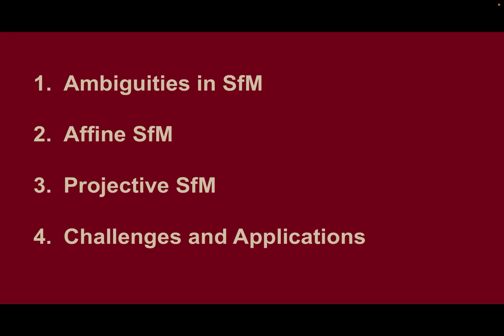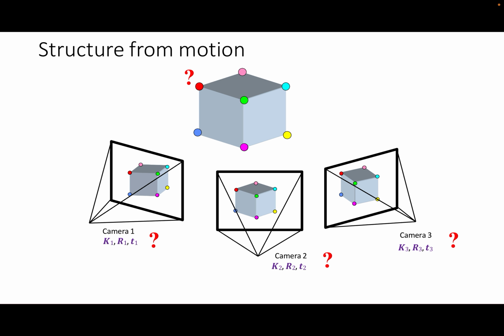So these are the contents of today. We will study maybe up to here today. Ambiguities in structure from motion, and affine structure from motion. But there are two kinds of structure from motion: affine structure from motion and perspective structure from motion. Let's start with the ambiguities.